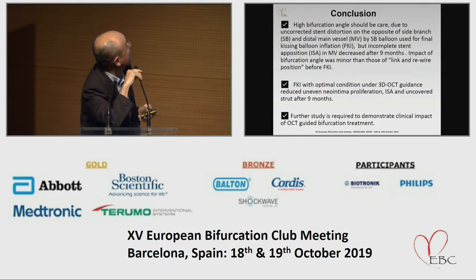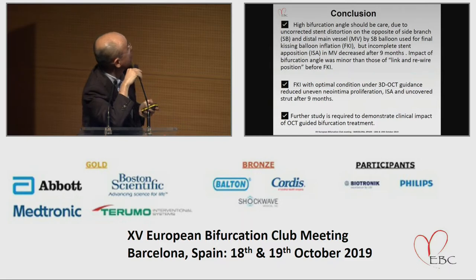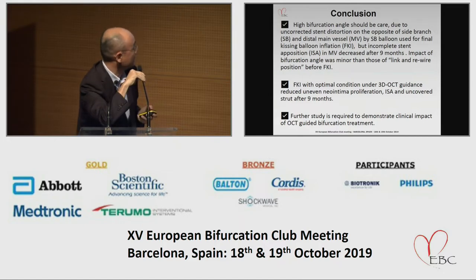So the conclusion is shown here. High bifurcation angle should be treated with care due to uncorrected stent distortion on the opposite side of the side branch and distal main vessel by the side branch used for final kissing balloon inflation, especially in the LFD conditions. But incomplete stent apposition in the main vessel decreased after 9 months. The impact of the bifurcation angle was minor compared to that of the link-free rewiring position before kissing in this registry. Final kissing balloon inflation with optimal condition under 3D OCT guidance reduced uneven intimal proliferation, ISA, and uncovered struts after 9 months. Further study is required to demonstrate the clinical impact of OCT guidance in bifurcation treatment.